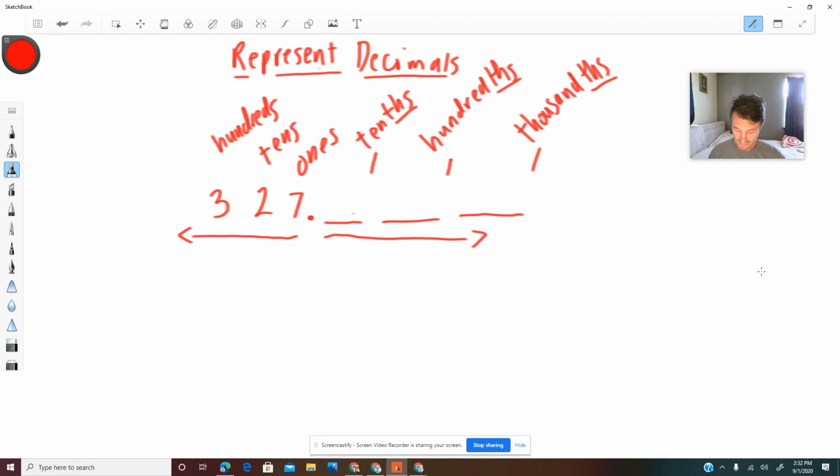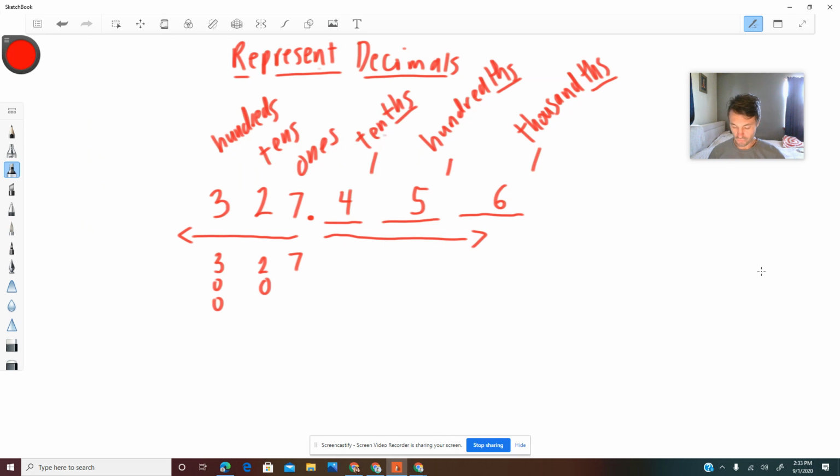So let's say this number has a 4 in the tenths place, a 5 in the hundredths place, and a 6 in the thousandths place. Now, we already know that the value of this 7 in the ones place would just be 7 because it's 7 ones, which is 7. The value of this 2 in the tens place would be 20 because it's 2 tens. 2 tens is 20, and the value of this 3 in the hundreds place would be 300 because it's 3 hundreds, and 3 hundreds would be 300.